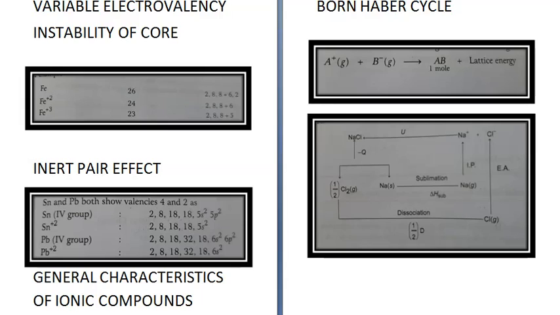Next is the Born-Haber cycle. Now lattice energy, which is represented by U, of an ionic compound is the amount of energy released when 1 mole of the compound is formed by combination of gaseous cations and gaseous anions. Like when A+ combines with B-, both in gaseous state, to form 1 mole of AB, then the energy that is released is called lattice energy.